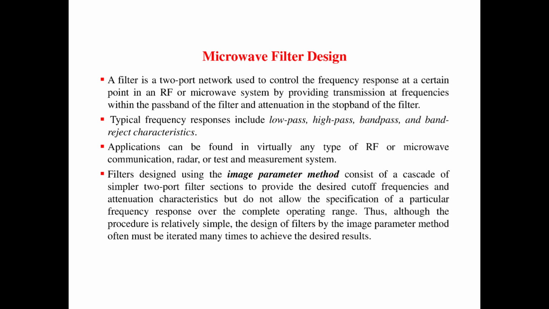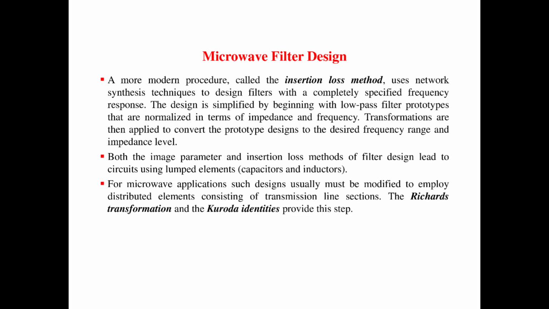Filters designed using the image parameter method consist of cascaded two-port filters to provide the desired cutoff frequency and attenuation characteristics, but do not allow the specification of a particular frequency response over the complete operating range. Thus, although the procedure is relatively simple, the design of a filter by the image parameter method often has to be iterated many times to achieve the desired result.